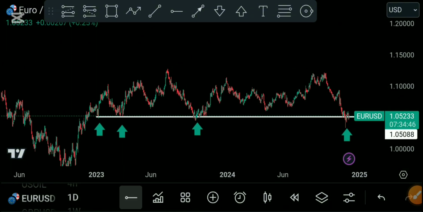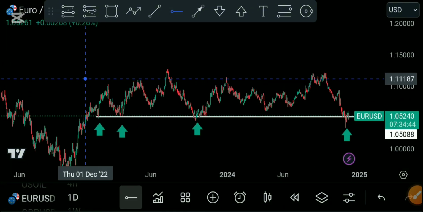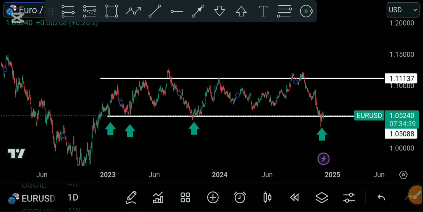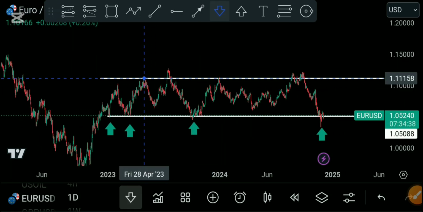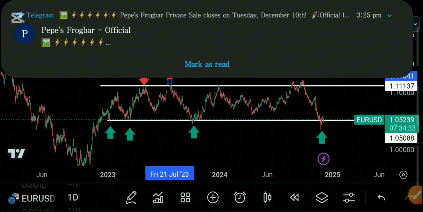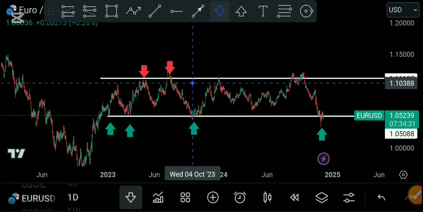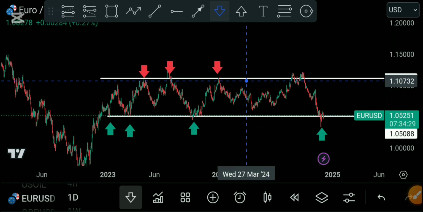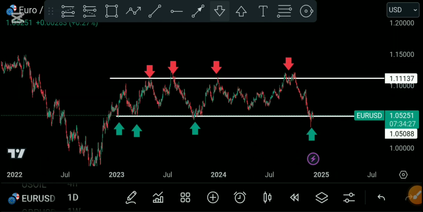Now the upper resistance level is here. You can see there are many touches: one, two, three, four. So it is ranging.